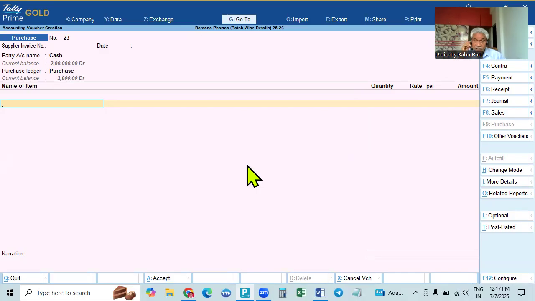But for other fixed assets, where you have to enter, if it is a cash transaction, for purchasing, we pay the money. So payment voucher.